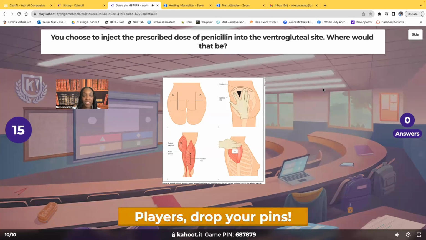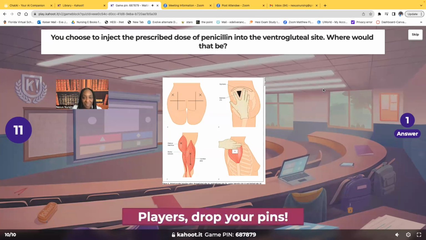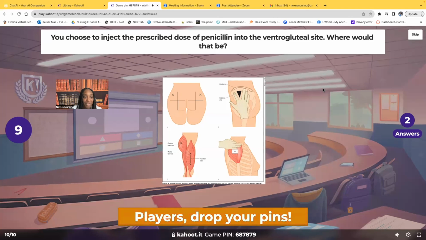You have to give it in the ventrogluteal site. Where would it be? Drop your pin. Show me. Show me where you would give that injection.